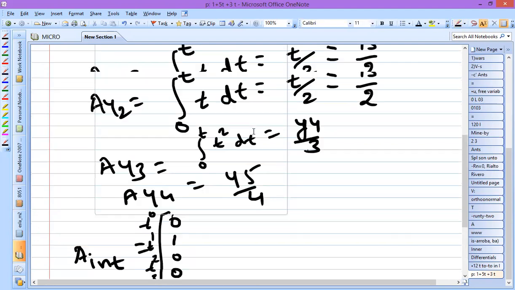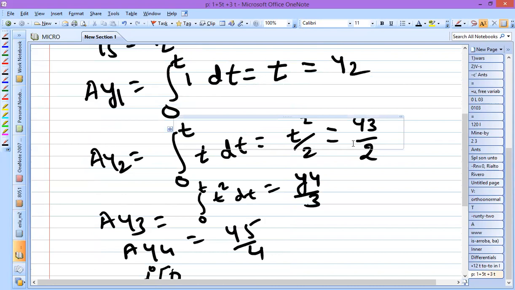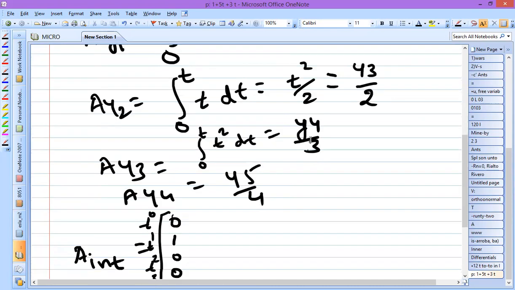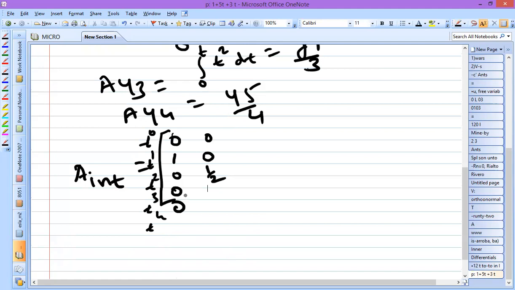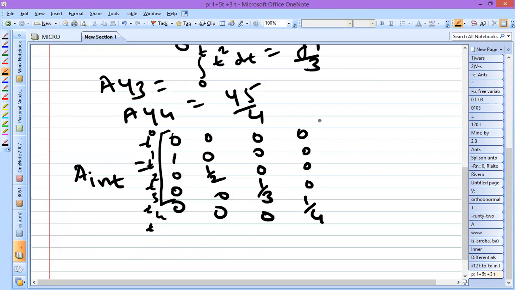And what about the next column? The integration of y2 consists of t square by 2. So here it has the coefficient for t square, but not for t to the power 0 and t to the power 1. So here you can make this 0, 0. And the t square coefficient is 1 by 2. And next we have 0, 0. Similarly, just substitute the coefficients for the next columns. And the last one is 1 by 4. So this is the integration matrix.